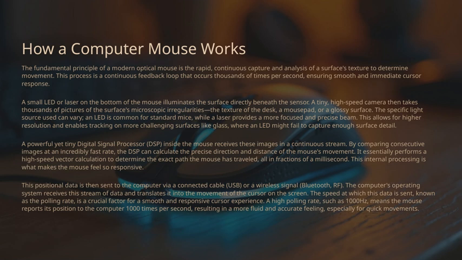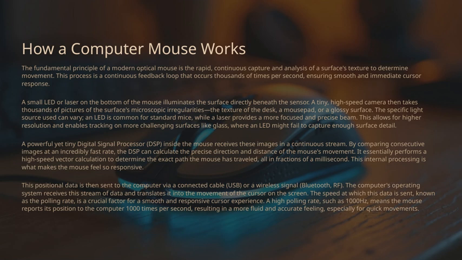Once the DSP determines the movement, this data is transmitted to the computer, either through a wired USB connection or wirelessly via Bluetooth or RF. The computer's operating system then takes that information and translates it into cursor movement on your screen. The speed of this data transfer, called the polling rate, really impacts how smooth and responsive your experience feels.